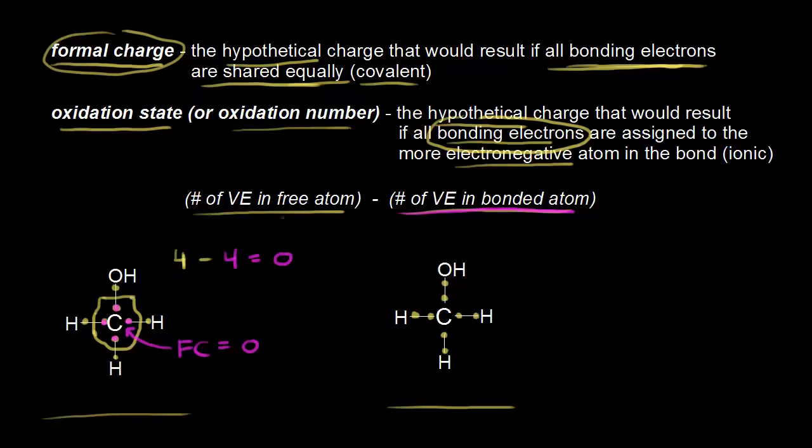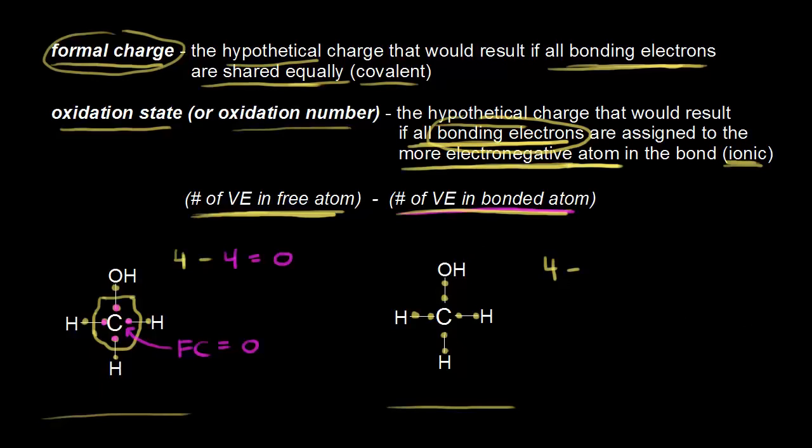Well, first, we need to know the number of valence electrons in the free atom. Just like before, we know that carbon is supposed to have 4 valence electrons. So this would be a 4. And from that, we subtract the number of valence electrons in the bonded atom, or the number of valence electrons that carbon actually has in the drawing. This time, we need to think about an ionic bond. So we're going to pretend like a covalent bond is an ionic bond, because we're going to assign all of the bonding electrons to the more electronegative atom. So there's no more sharing here. Winner takes all. The more electronegative atom is going to get all of the electrons.